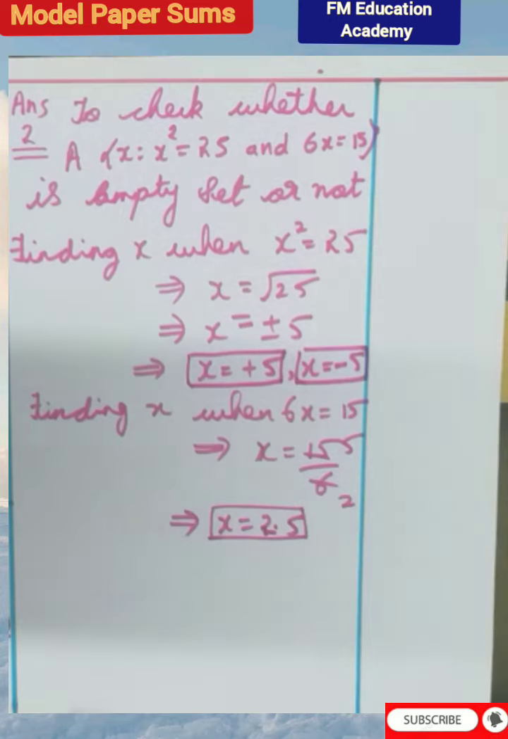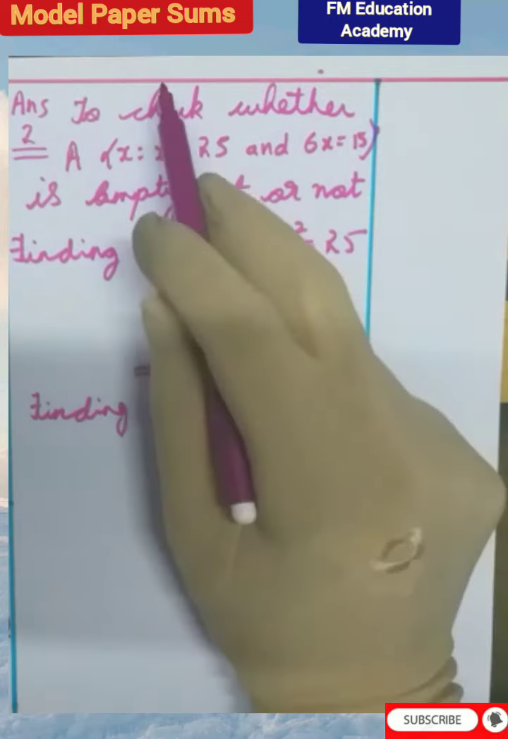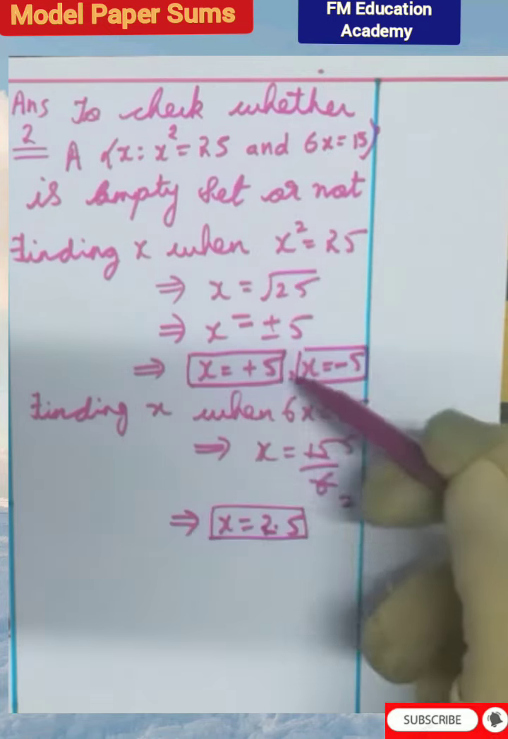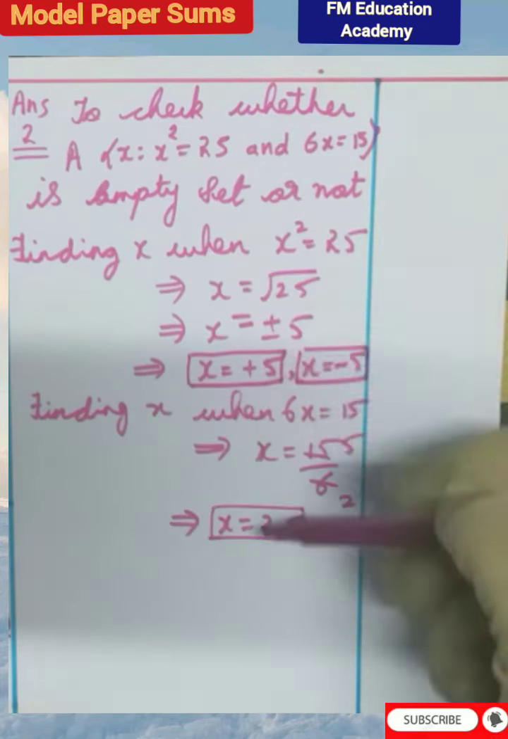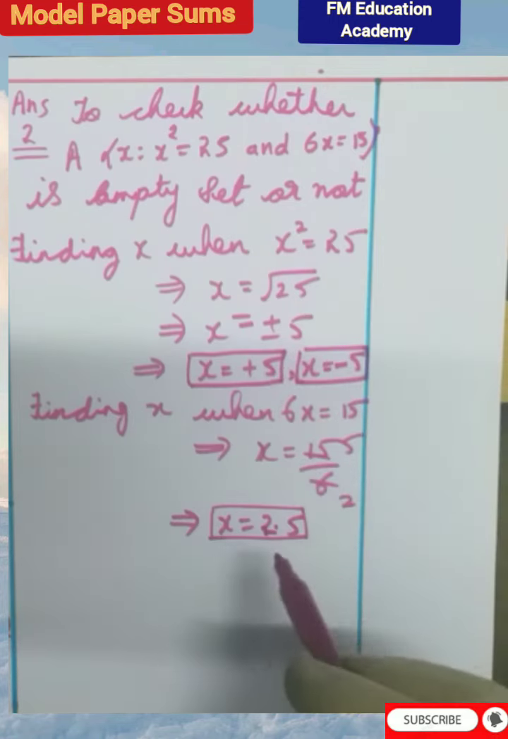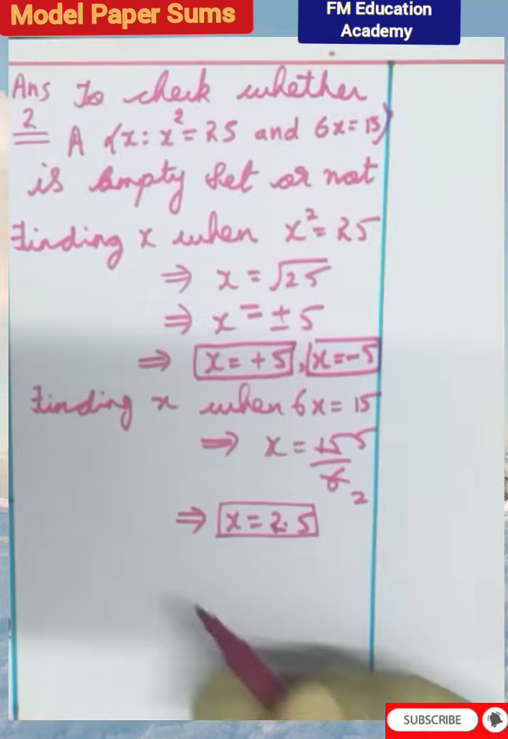So what did you observe? Here, according to the question, set A should have both the values of x the same. But here we are getting both the values different. In the first case, we are getting x is plus or minus 5, and in the second case, we are getting x is equals to 2.5. So we have to provide the justification.